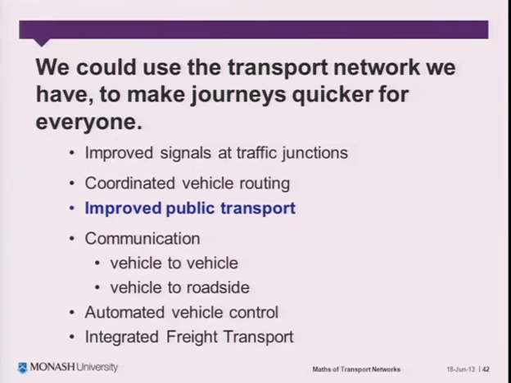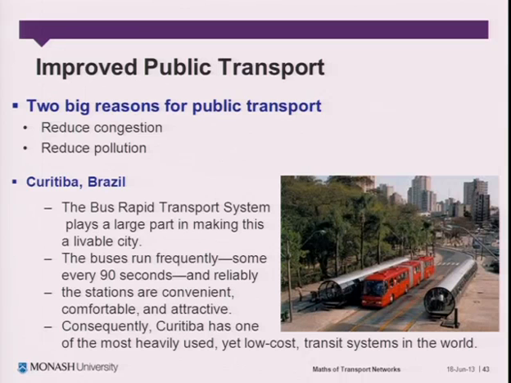So the next solution I want to look at is improved public transport. Let's get rid of the congestion by having fewer vehicles on the road. There are two basic reasons. One is congestion and the other is reduced pollution, reduced CO2 output.